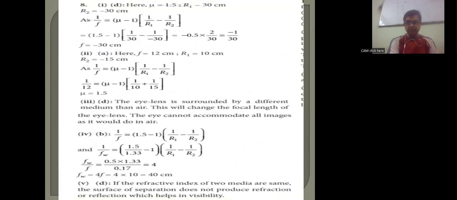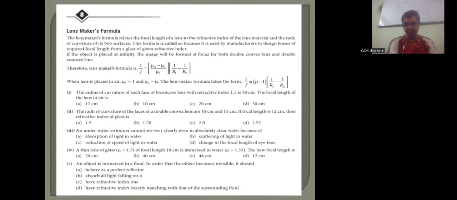Now student, apply 1 by f equals (mu minus 1) into (1 by r1 minus 1 by r2). Apply the given data. If it is in water, then 1.5 divided by 1.33 minus 1, into (1 by r1 minus 1 by r2). Now divide the two equations and hence you will get the focal length in water, which comes out to be 40 centimeters. Now come to the next one.